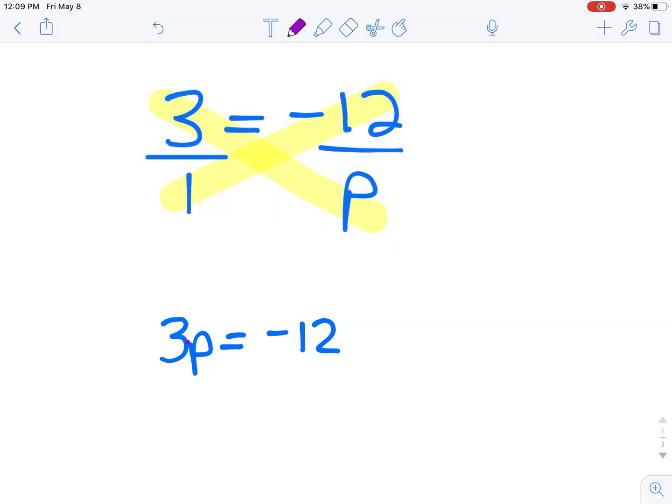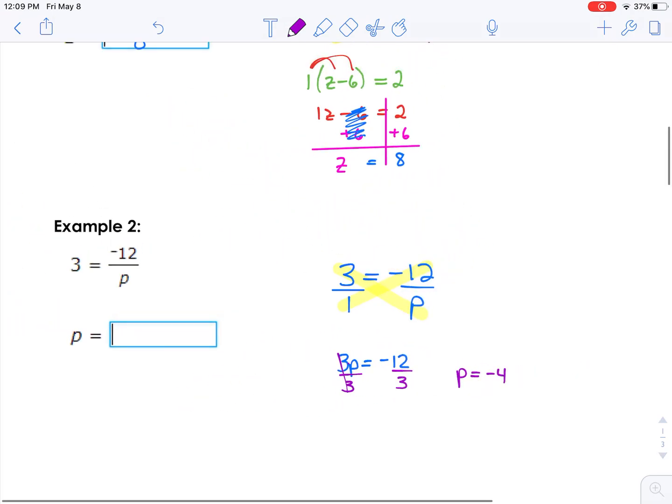Our current operation is multiplication. To undo multiplication, you are going to divide. So p equals, and negative 12 divided by 3 is negative 4.